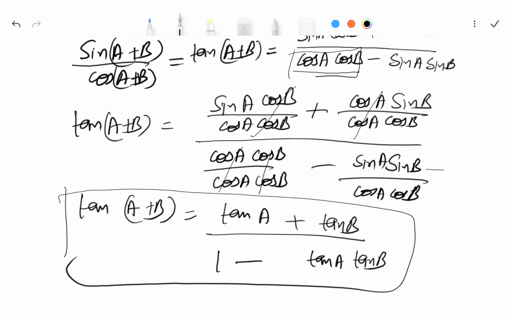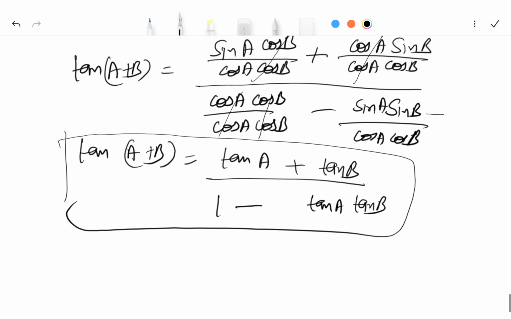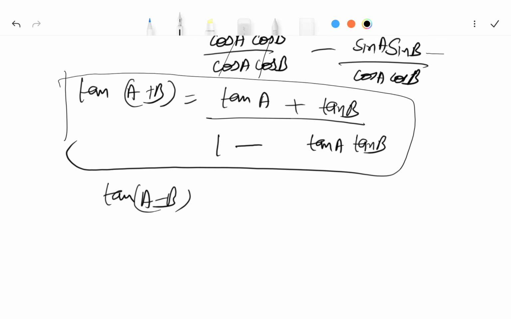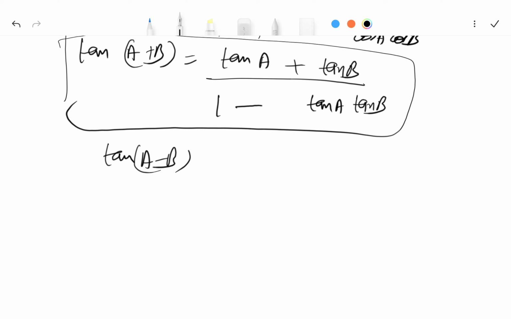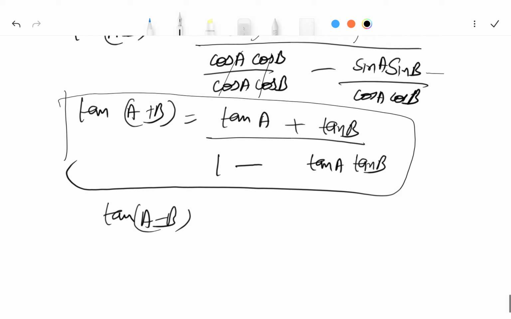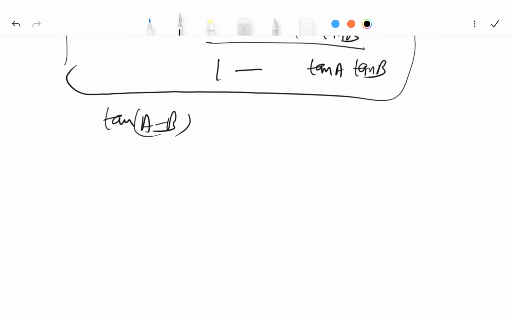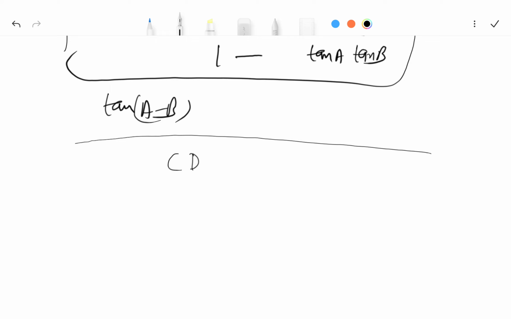and I want to ask you to calculate tan(A minus B). It is very easy and you can calculate it by yourself, and you can also calculate tan 2A. I am not deriving these formulas here because I have already discussed them, so this video would be very lengthy. Now I want to derive the C and D formulae.